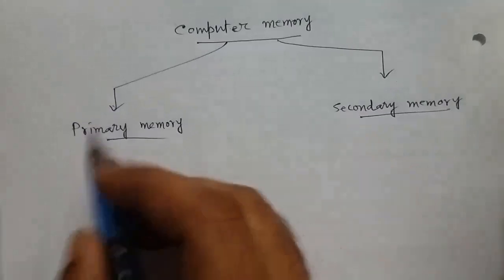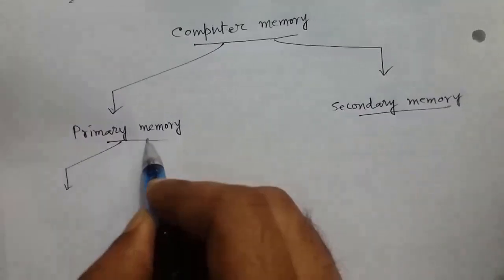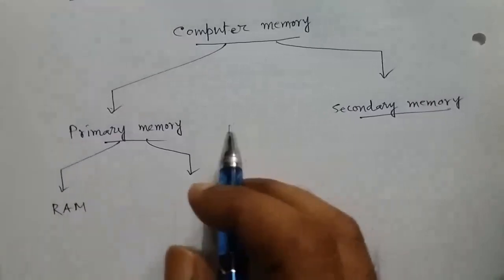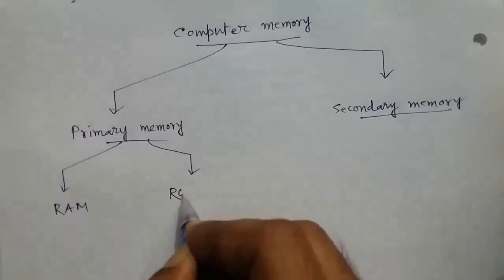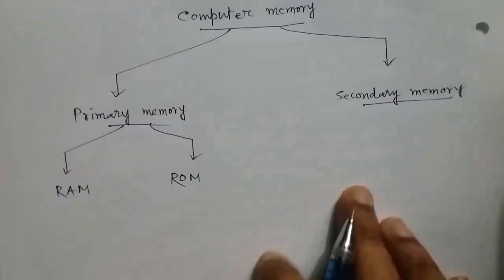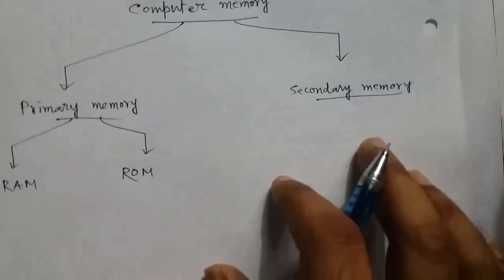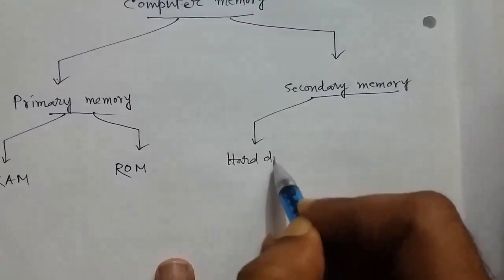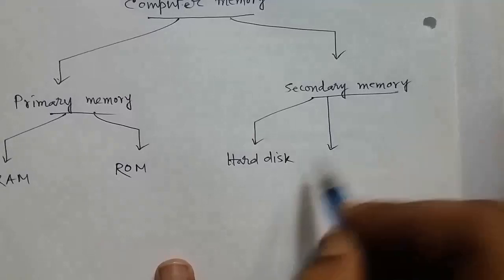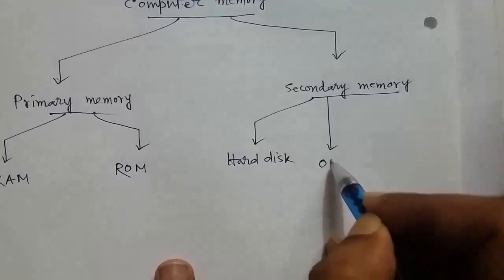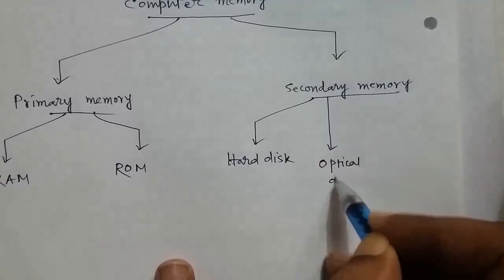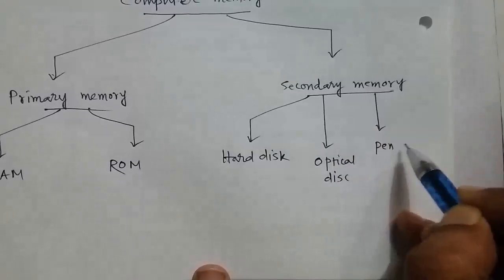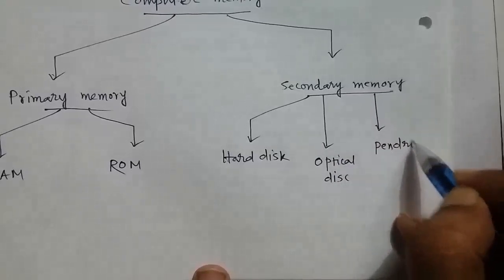Okay. Now primary memory are of two types. Number one is RAM. RAM means random access memory. Later we will discuss. And ROM. ROM is read only memory. This one also will be discussed in today's lesson. And secondary memory can be of many types, like hard disk, optical disk like CD, DVD, Blu-ray disc, pen drive, also a secondary memory.